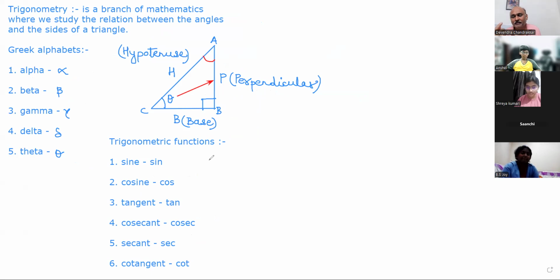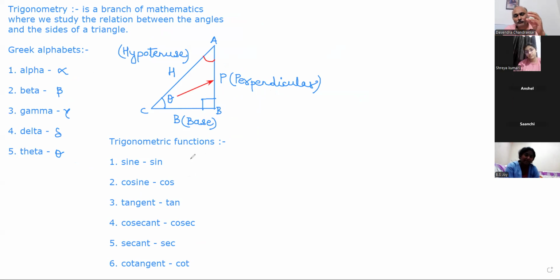Now how are these trigonometric functions used? The question arises, it is a function, so how do we use this function? What this function does is, it operates on the angles of the triangle. They need something to be fed upon, right? So they are fed the angles of the triangle. So these functions operate on the angles of the triangle.